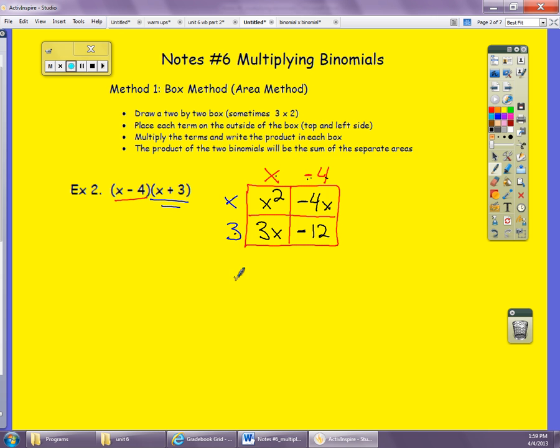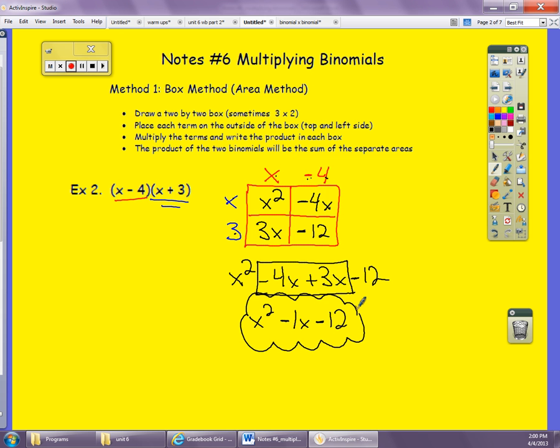And we list all of our terms. So once again, I have x squared. I wrote the negative 4x. Now this is a positive 3x and then a negative 12. So I wrote my terms, and we can combine our like terms so we can put our x's together. So we get x squared, negative 4 plus 3 is negative 1x, minus 12. And that's multiplying this using the box method.